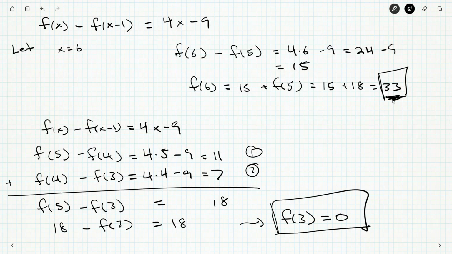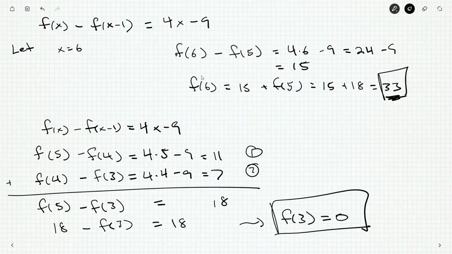Interesting. So f of 6 is 33, f of 5 is 18, and f of 3 is 0. Now, doing it this way means I didn't immediately rearrange and solve for f of 4. Now, we can see if f of 3 is 0, then f of 4 is going to have to be 7. But whether or not we need that for the next part, I don't know. But we've calculated f of 6 and f of 3 just using this one equation and our knowledge of f of 5.